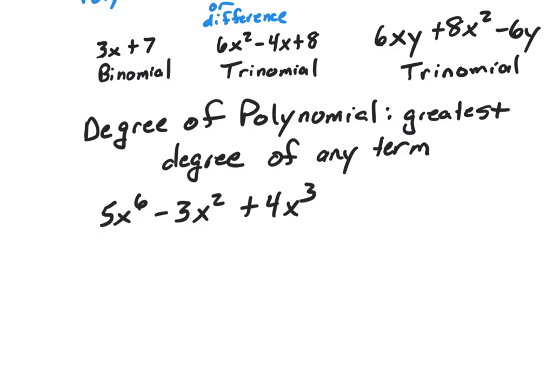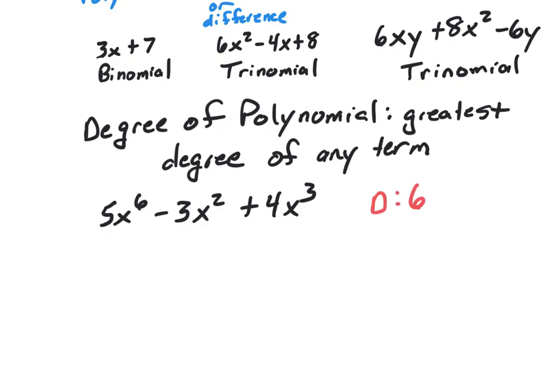Okay, this is a trinomial. We got 3 separate terms in this trinomial. What's the degree of the first term? 6. What about this one? 2. And this one is 3. So my degree of the polynomial is the one that's the highest. And so here we would say that this one has a degree of 6.